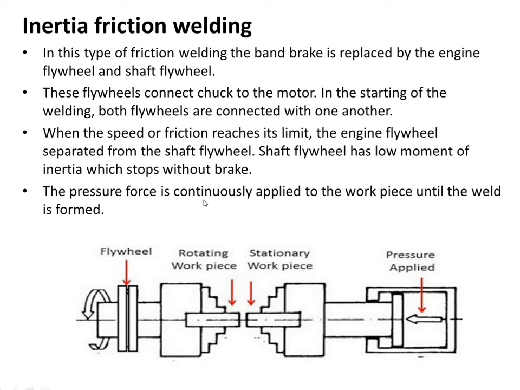The pressure force is continuously applied to the stationary workpiece. Stationary is nothing but a fixed workpiece. It does not rotate. The pressure is applied continuously until the permanent weld is formed. A permanent weld is formed between them, so both the workpieces are joined together.